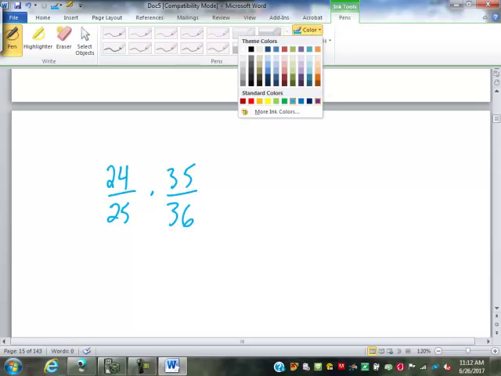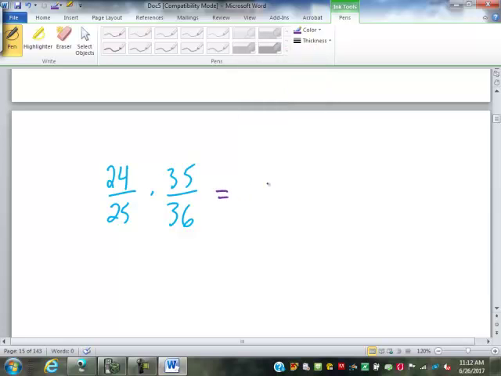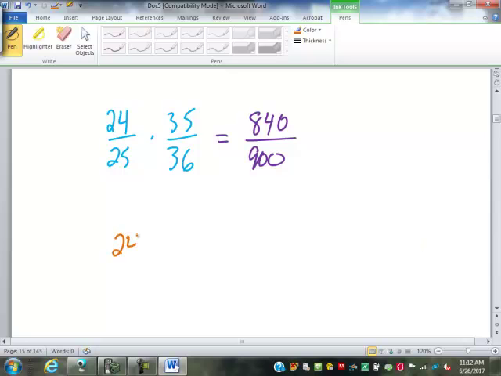24/25 times 35/36. Well, if I look at that, 24 times 35 would be 840. 25 times 36 would be 900, and then I'd have to reduce, right? Now I'm sure all of you look at that and see how both of those can be divided by 60. Totally, sure. However, I could save myself a lot of work here.